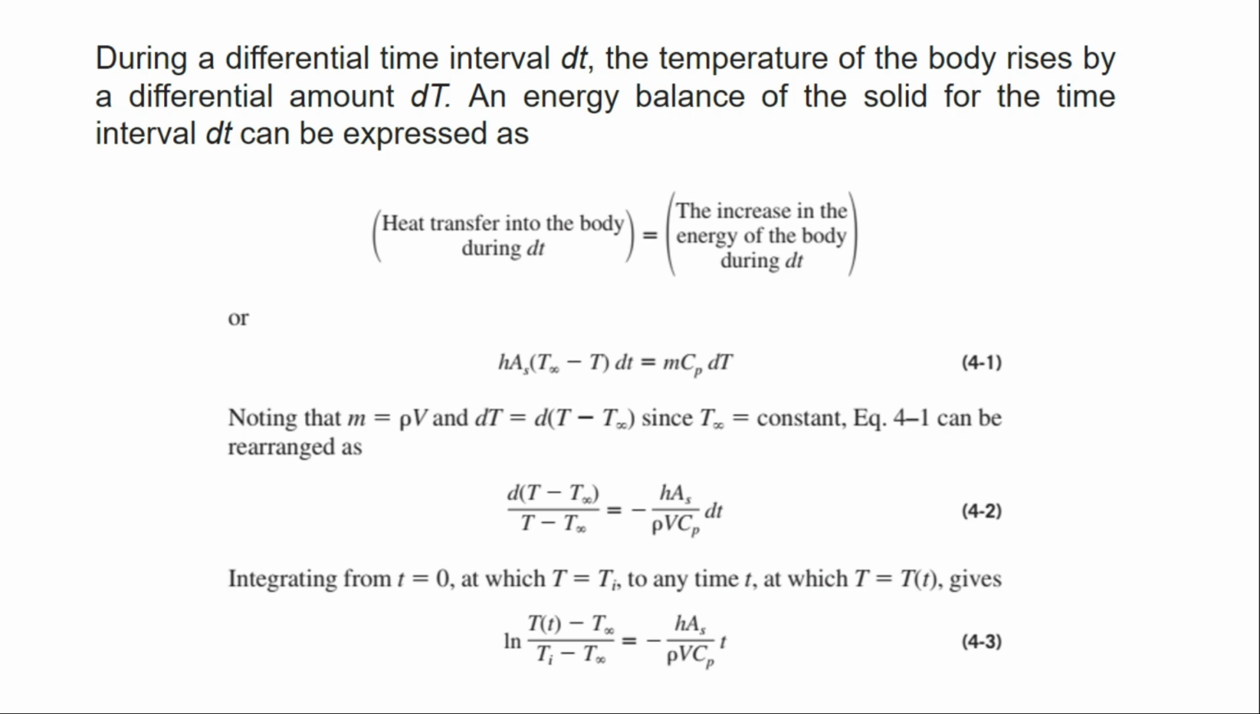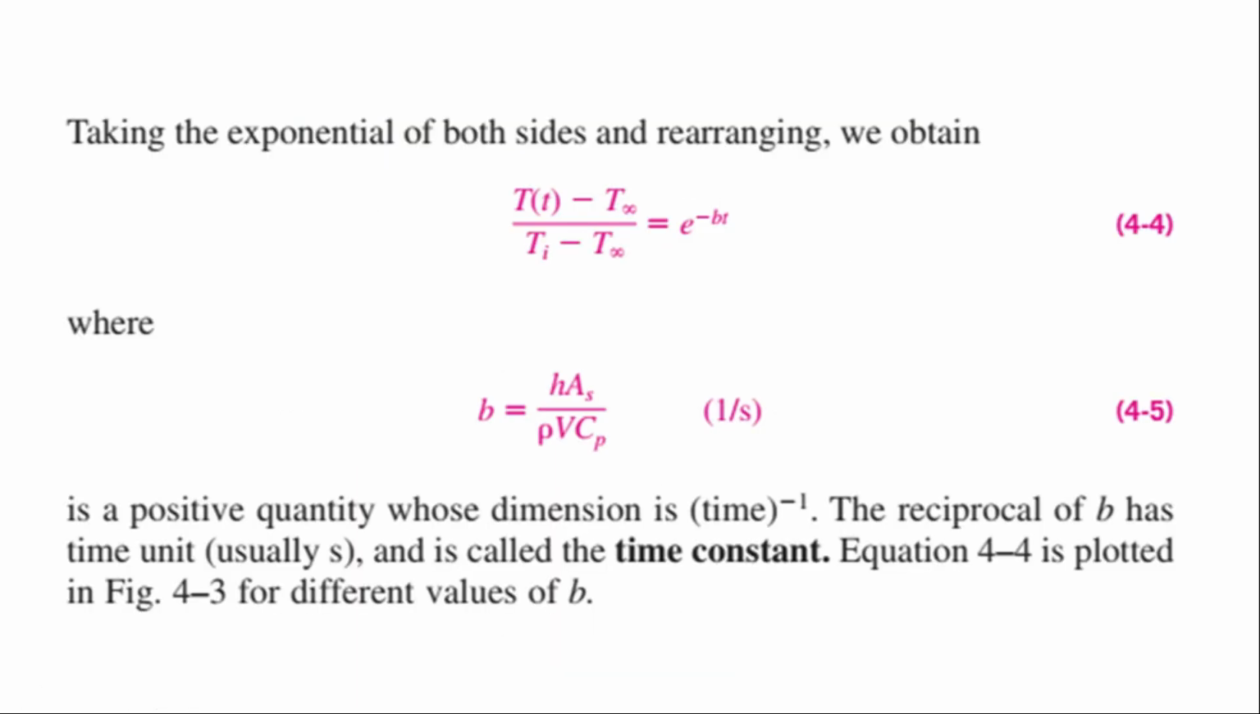So if we take the exponential of this equation 4.3 on both sides, what will we have? We will have this form of the equation, right? And here we have just introduced a small constant which is b, and it is basically represented by these parameters, and it is actually a positive quantity whose dimension is per unit time. The reciprocal of b is obviously in units of seconds, and it is also called the time constant.